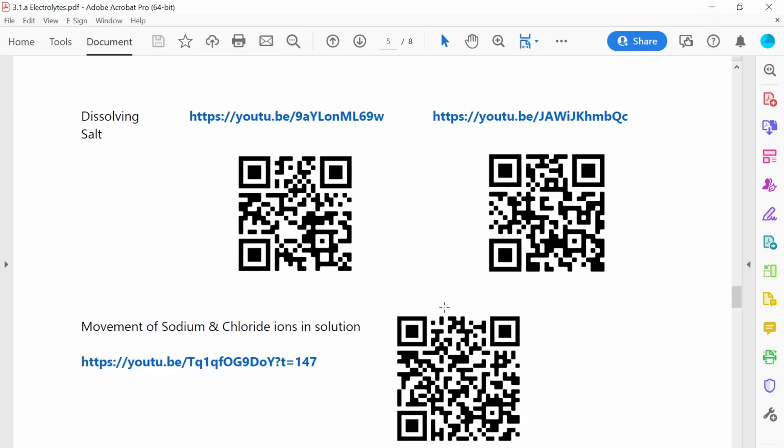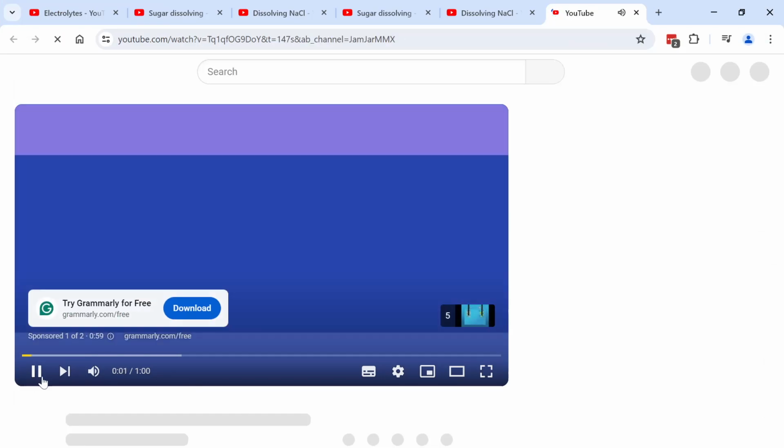Okay, what do we got here? Movement of sodium and chloride ions in water. So this is going to show what happens when we have those ions moving.